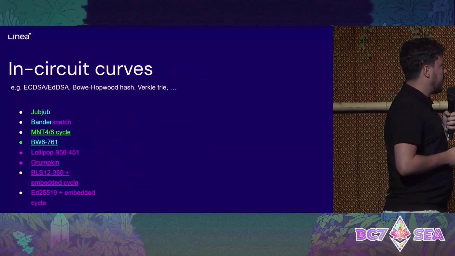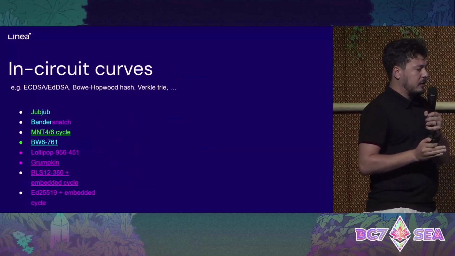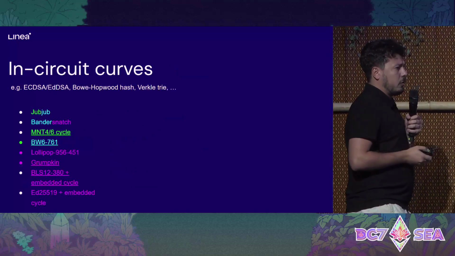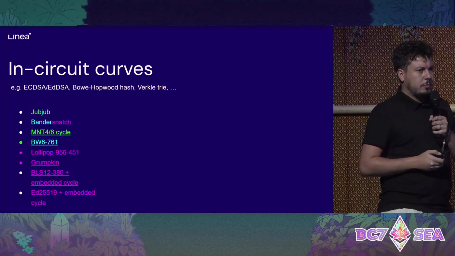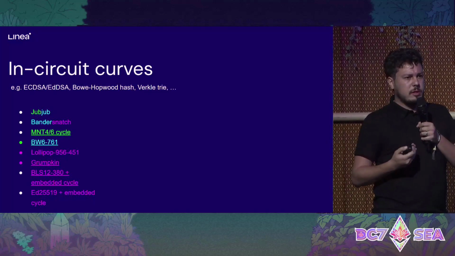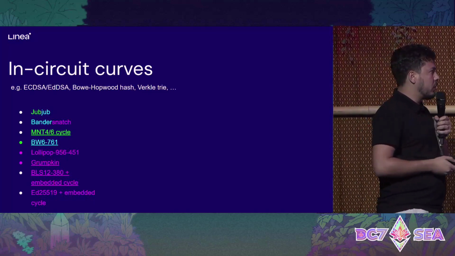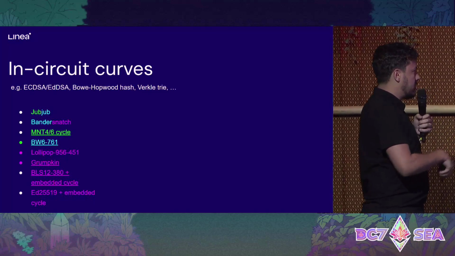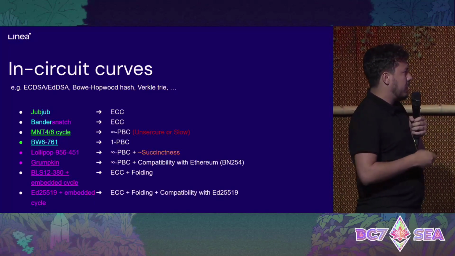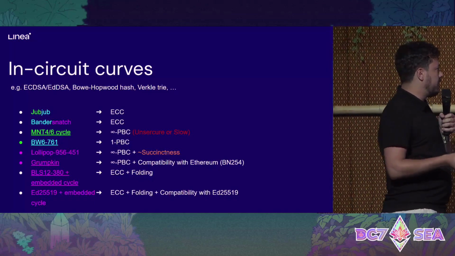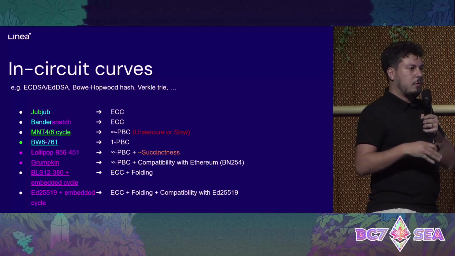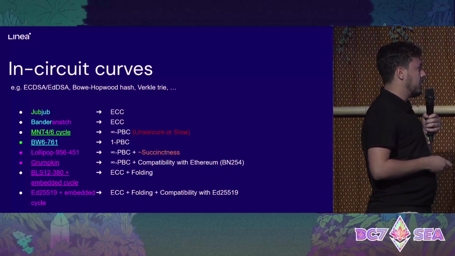propositions here. So the last column is, for example, if you want to prove some signatures like EdDSA or ECDSA or some specific hashes on elliptic curves or some Verkle trees, then you can choose from this third column. But then again, if you want just elliptic curve cryptography, you might want to use Jubjub. If you want faster elliptic curve cryptography, maybe Bandersnatch.